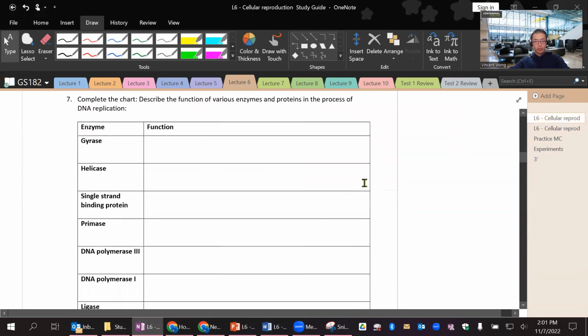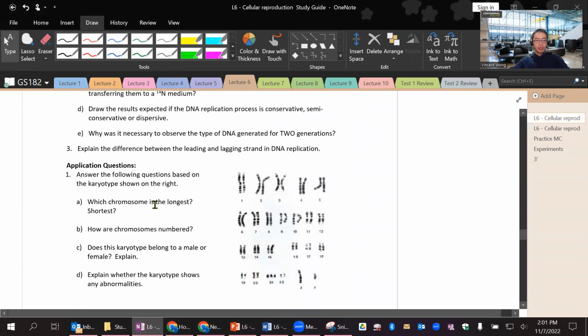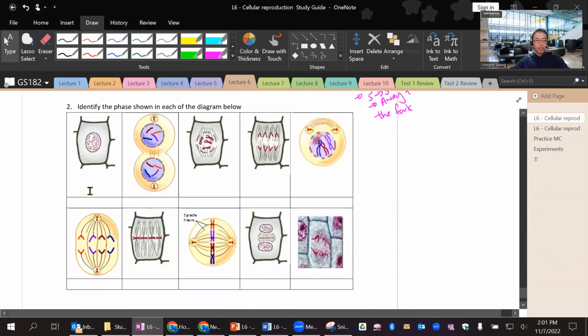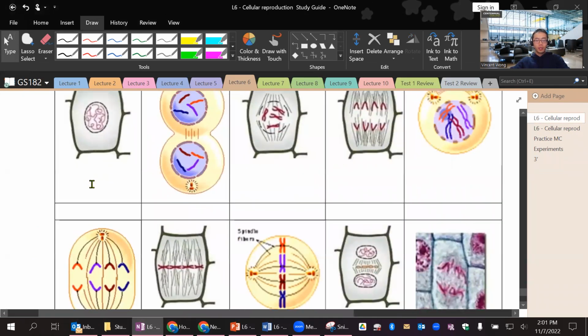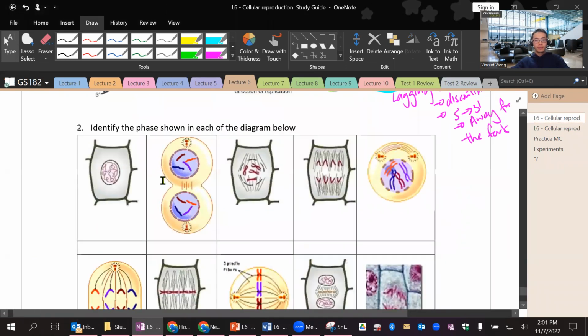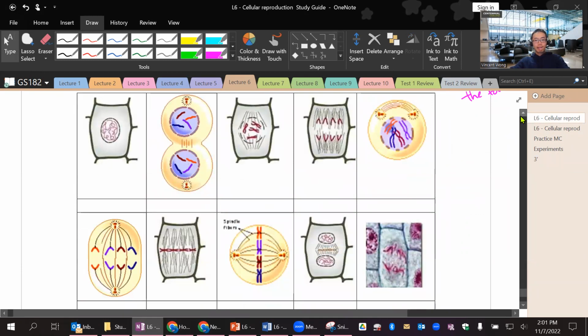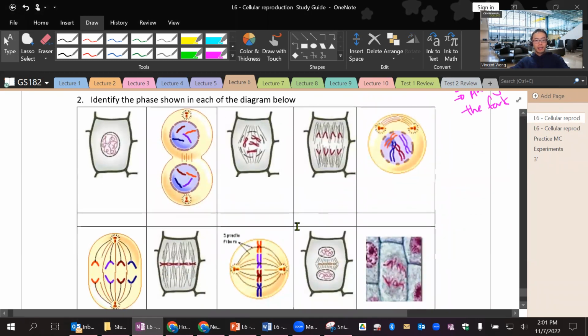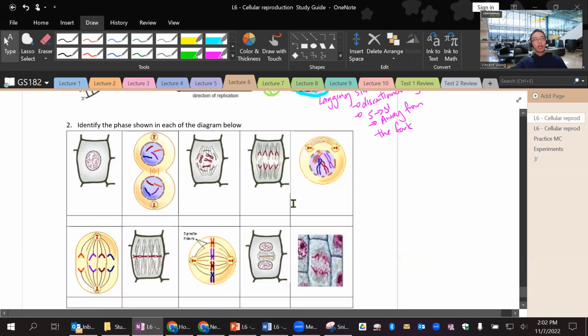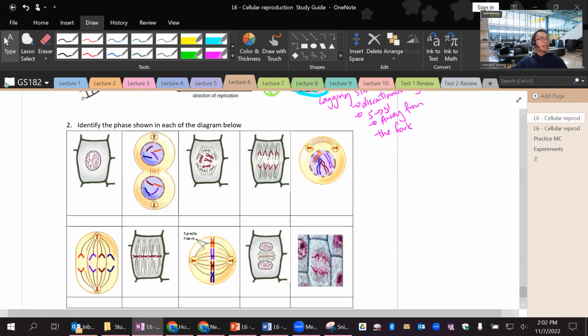Okay, we will quickly go to the study guide here. All right, let's take a look at this. These pictures, we will label them. Why don't you try to label that on your own, and we'll take it up on Wednesday.